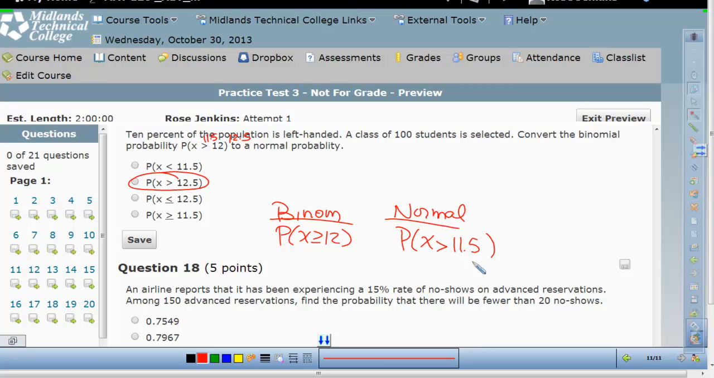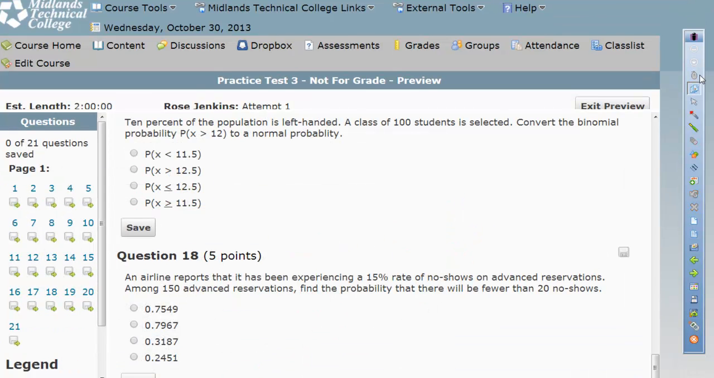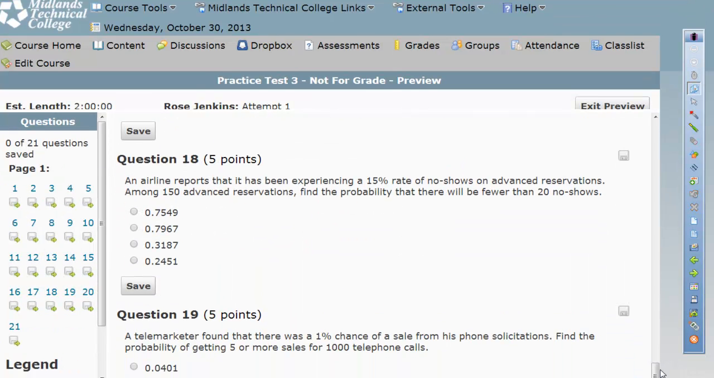Okay, let's look at this a little more in context. Here it says an airline reports that it has been experiencing a 15% rate of no-shows on advanced reservations. Among 150 advanced reservations, find the probability that there will be fewer than 20 no-shows.